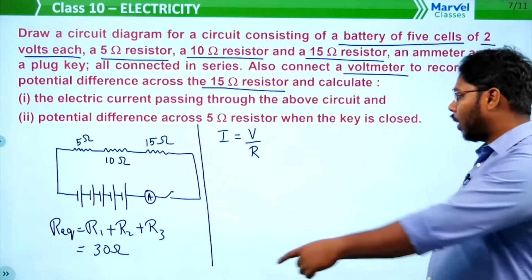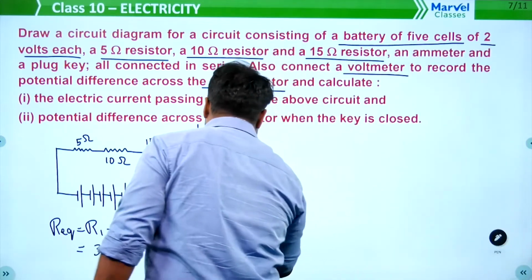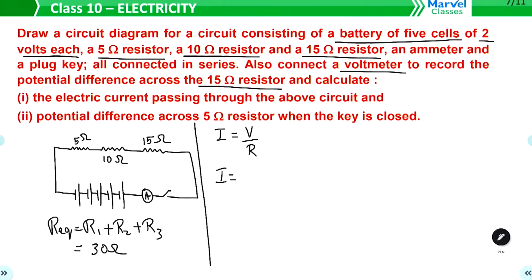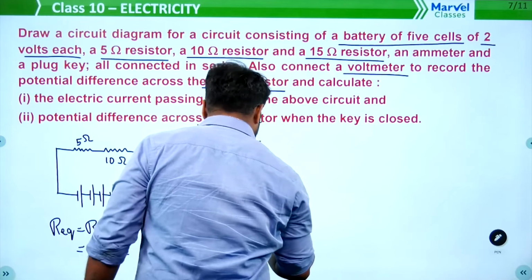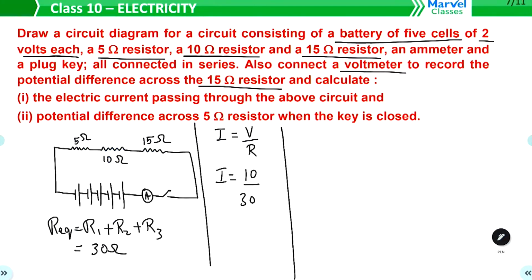By using this I can directly find the current. Current is the one which is being measured by the ammeter directly. It is 2 volt each, and totally we have 5 cells connected in series, so each and every cell's EMF will get added up. So, 2 into 5 is 10, divided by the equivalent resistance, which is 30. So, the current over here is 1 by 3 ampere. On each and every resistor in the circuit, a current of 1 by 3 amperes will flow.